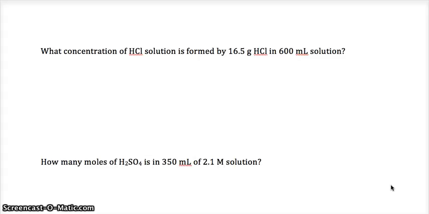The first one is what concentration of hydrochloric acid solution is formed by 16.5 grams hydrochloric acid in 600 milliliters solution. And the second one is how many moles of sulfuric acid is in 350 milliliters of 2.1 molar solution.